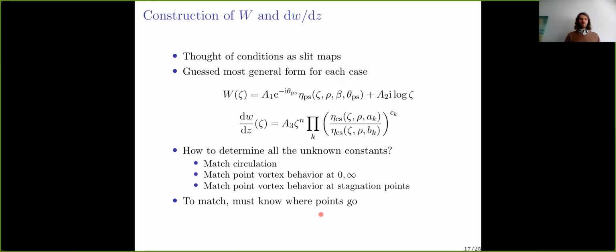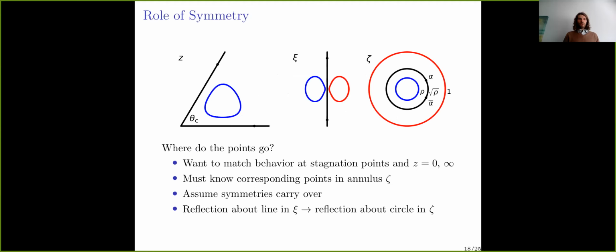But in order to do that, we have to know where these points go. So 0 and infinity in the physical plane and the stagnation points in the physical corner, where do they go in the annulus? To know where they go, we use symmetry. And so we see that once we get into the half plane, we're starting to assume a lot of symmetry. So we've used an image vortex, which has this nice symmetry that's simply reflected about the vertical axis. We also are assuming symmetry about the horizontal axis here. And we're going to assume that when we go into the annulus, those symmetries carry over.